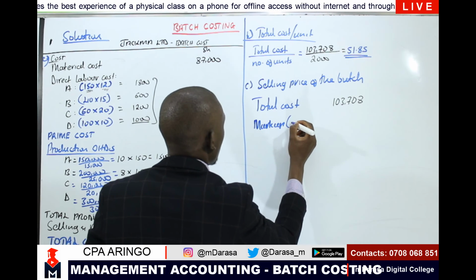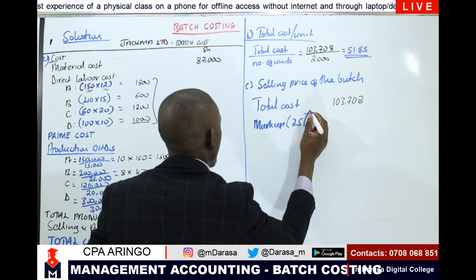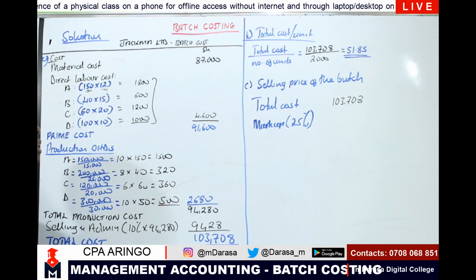51.85 shillings per unit. That is what you are told to do. That is part B, we are done. Just like that. Then we go to part C of the question.